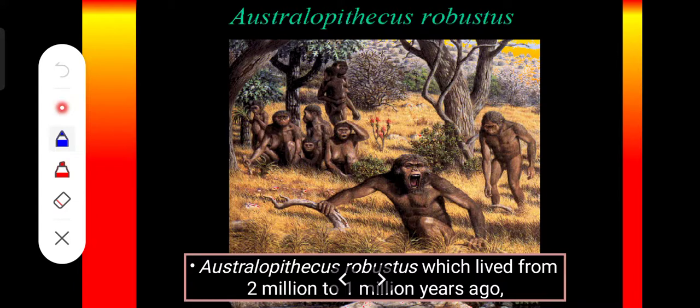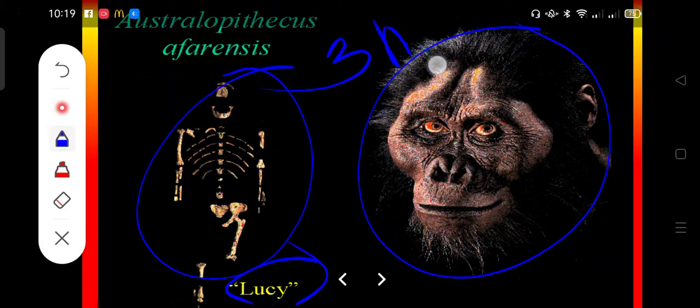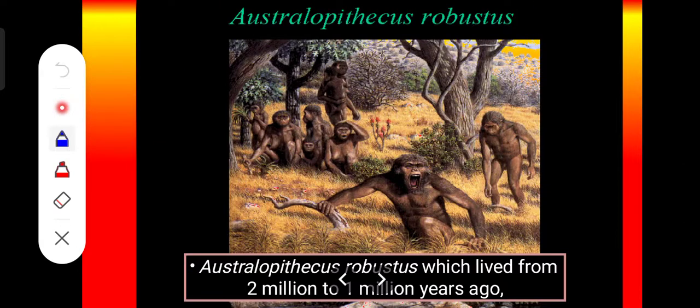Okay, so we also have here Australopithecus robustus, which lived from 2 million to 1 million years ago. By the way, Lucy is considered an early human. Scientists have found the remains of early humans who lived millions of years ago. So, this one is the early human skeleton, and they named that one Lucy, which is more than 3 million years old. Okay, so Lucy is 3 million years old.